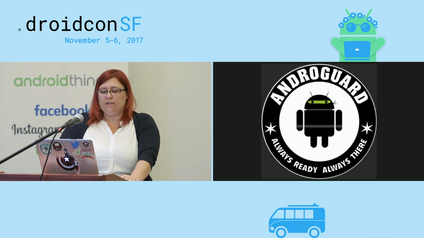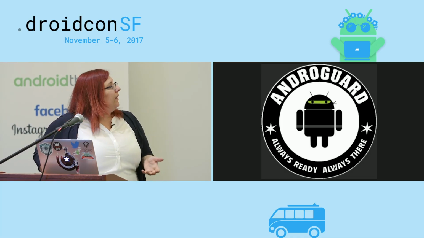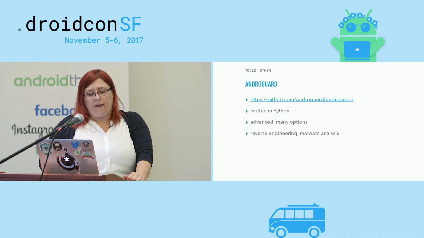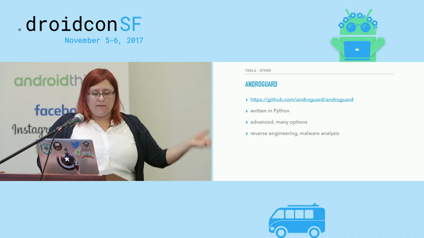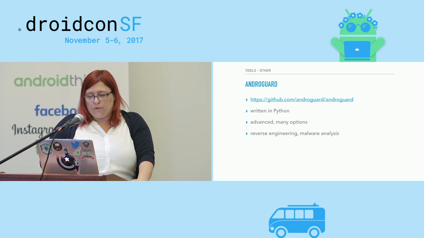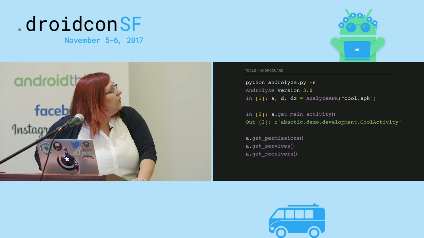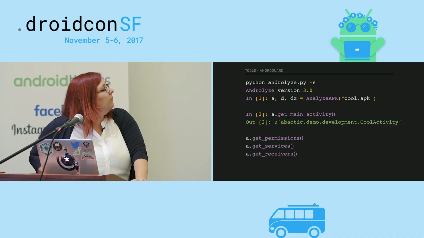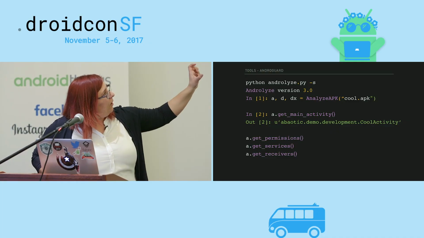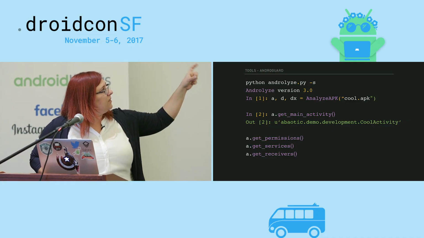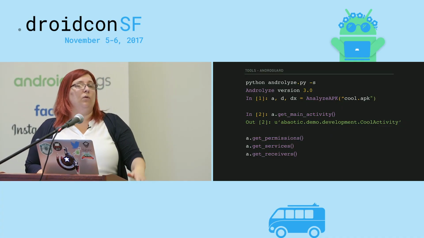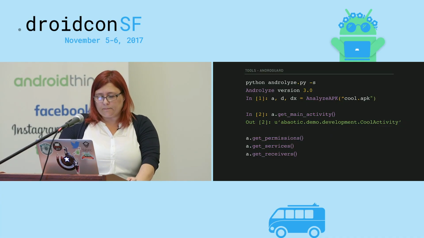Another tool that you can use is AndroGuard. It's written in Python. It has several options, a bit more advanced: reverse engineering, malware analysis, and like I said, it's a good tool. This is how you would normally get around to using it. The commands are fairly simple to use. There are methods that you can call per your APK, like get permissions, services, receivers. So again, you can get a systematic overview of your APK or somebody else's APK and take a look at it.